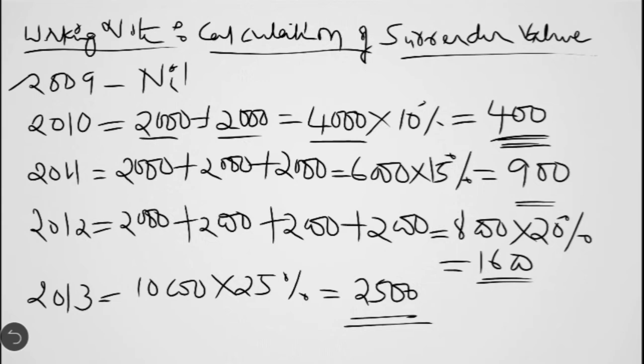Three annual premiums would have been paid by then, that is for the years 2009, 2010, 2011: 2000, 2000, 2000. Total amount paid is 6,000. On that, 15% amount comes to 900.